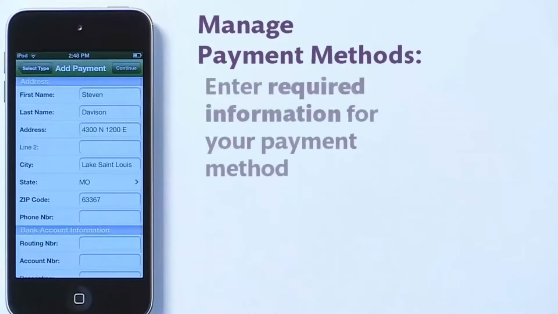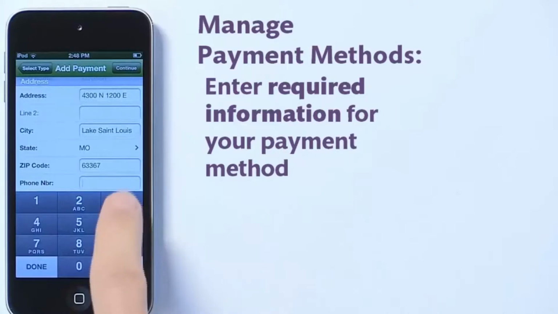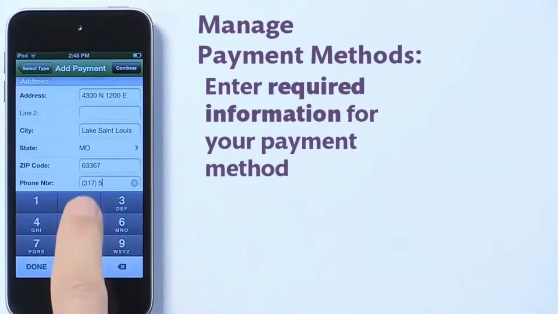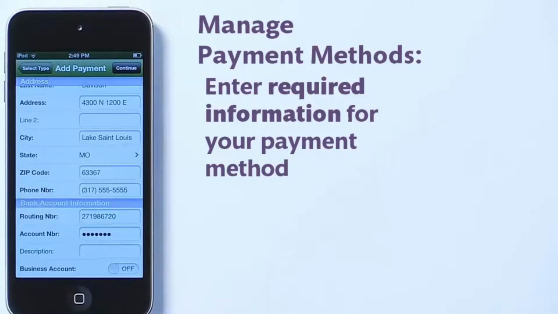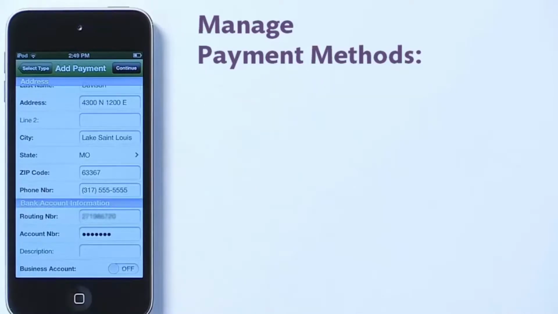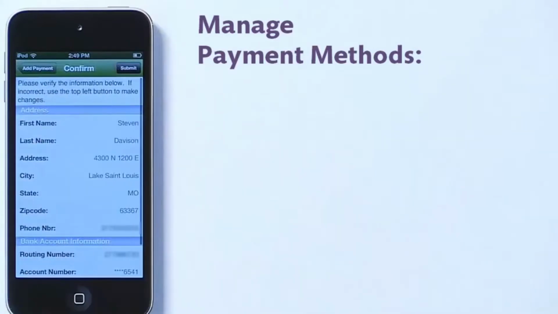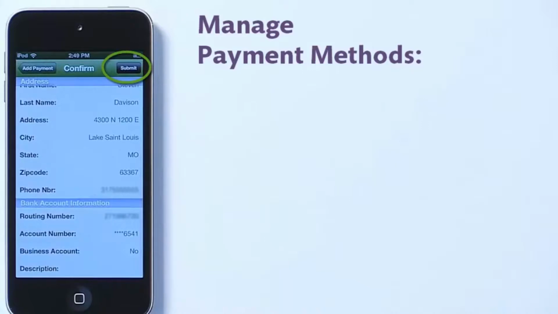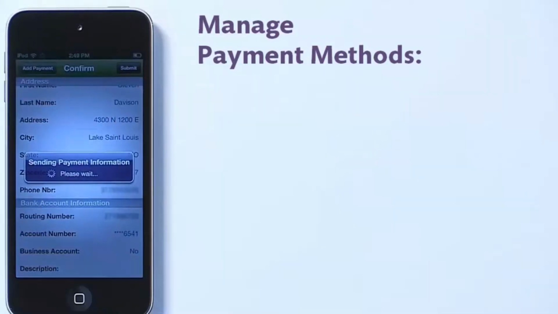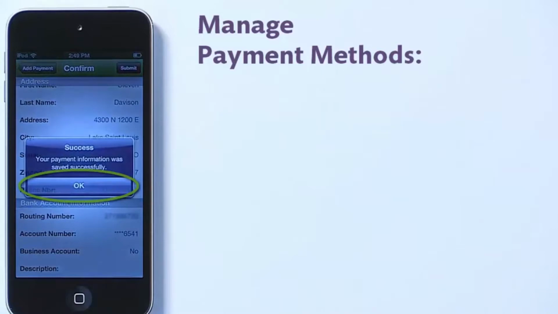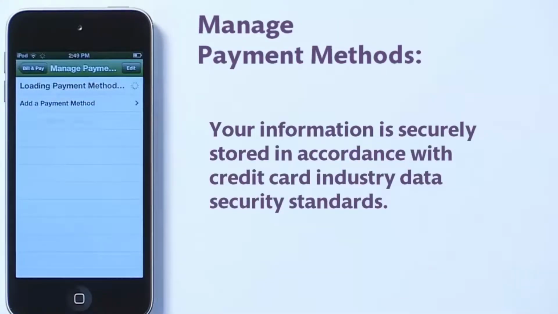The next screen displays your known information in many of the fields, but you can edit the fields if necessary. All required fields must be completed before proceeding. When you're satisfied your entries are correct, tap the Continue button. Confirm your decision to store this payment method by tapping the Submit button. A success message displays. Tap OK. Rest assured, your information is securely stored in accordance with credit card industry data security standards.